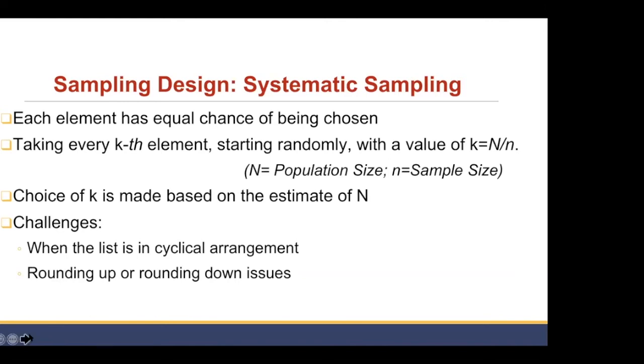And then again, for the starting point of the systematic sample, you can choose any number between 1 and 10 and then move forward.